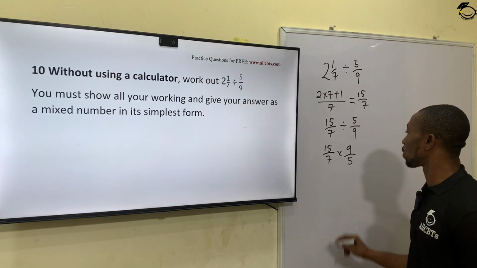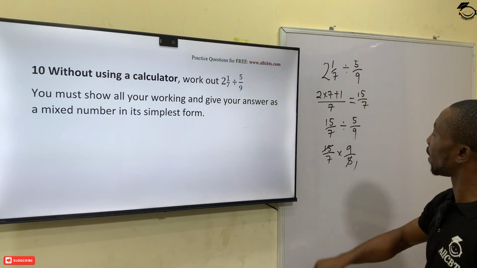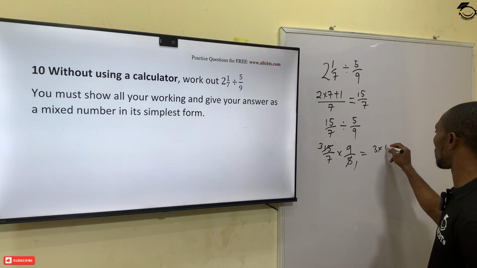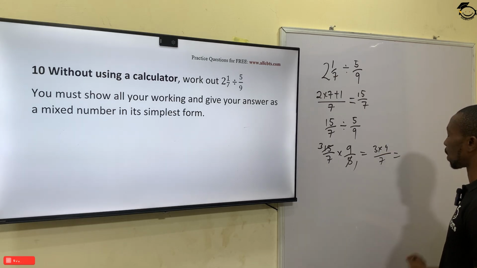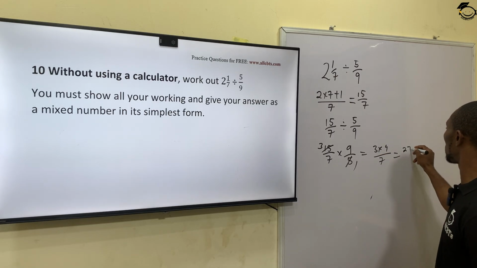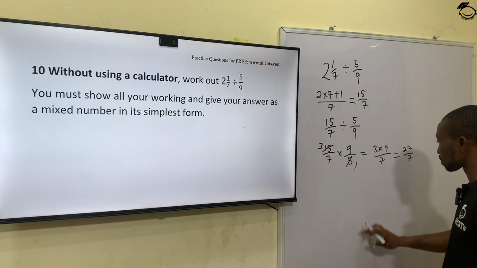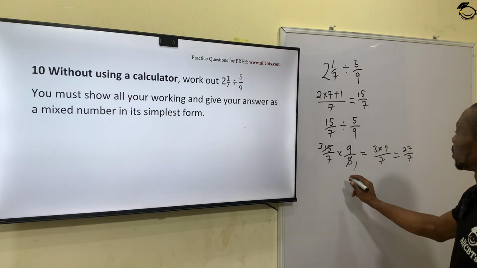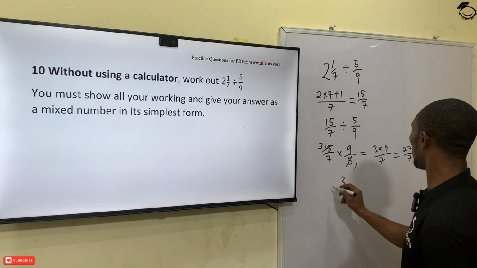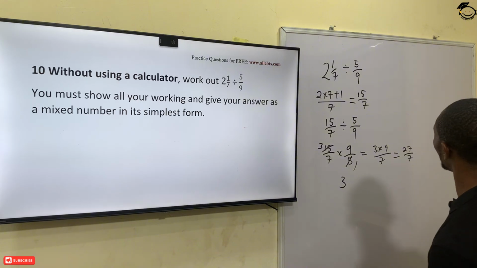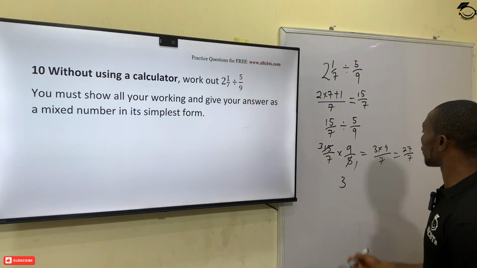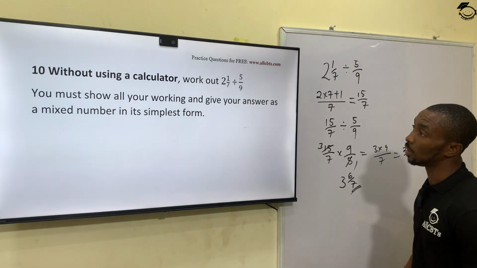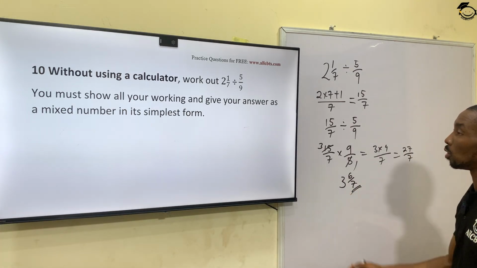Okay, 5 here, 1. 5 into 15, 3. This we have as 3 times 9/7. 3 times 9 would give us 27/7. Now 7 into 27 would give us 3 whole number. 7 times 3, 21. 27 minus 21 will give us 6/7. So in the simplest form, we have it as 3 whole number 6/7.